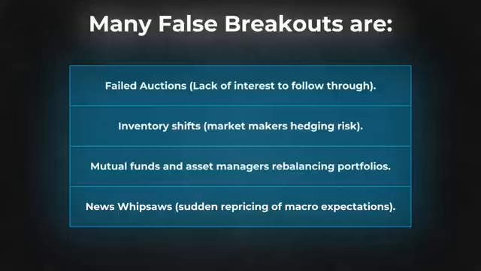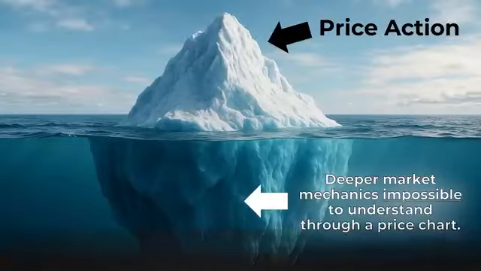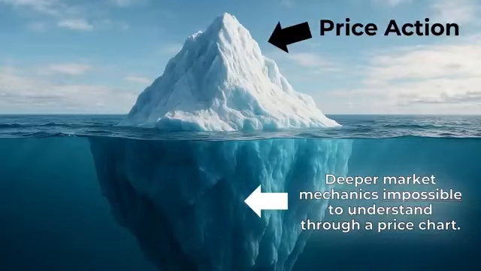Recall that the price chart is the tip of the iceberg of the market. It shows the outcome, but it doesn't show the intent. It shows the effect, but not the cause. It shows the price, but not the purpose behind it. Because price is an incomplete source of information, there is a limit to how much you can infer from it.